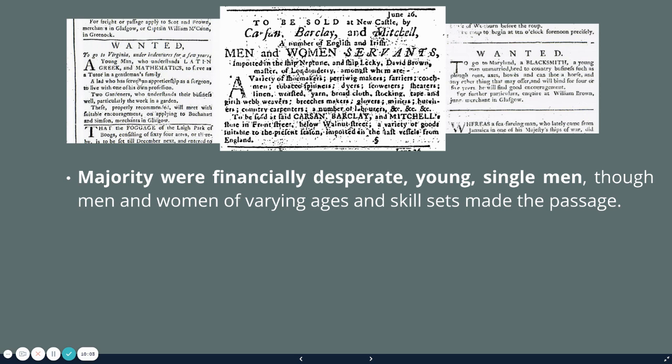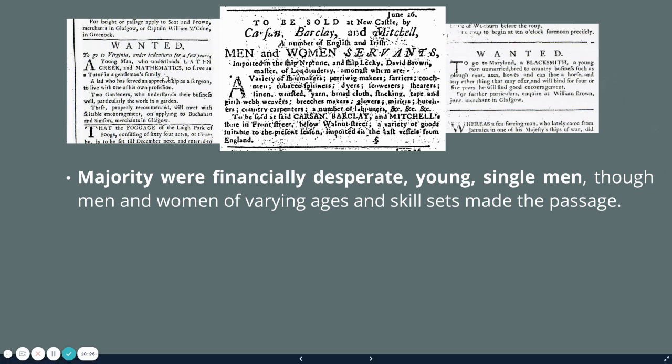And if you just take the time to read through some of these advertisements up here, you'll see some of those different varied skill sets, and the fact that men and women are being asked to come on over. They mention here in this one that what is wanted is a blacksmith, a young man who is unmarried, right? He is being asked to come on out. So it's not just hard work.